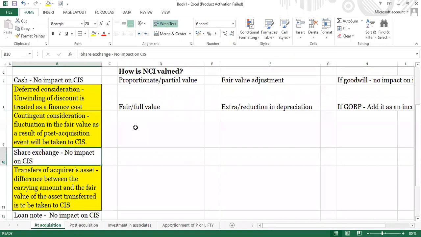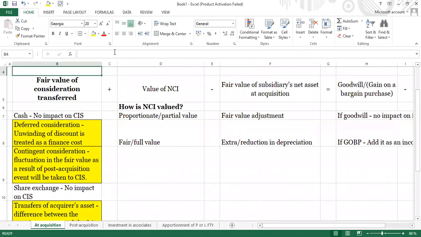So, these are the 3 considerations that will affect your consolidated income statement. Always watch out for these 3 considerations when you are preparing your consolidated income statement. That's your deferred consideration, your contingent consideration, and transfers of acquirers' assets. Those 3 are important. Not that the other ones are not important too, but remember, our focus is how it can affect your consolidated income statement.